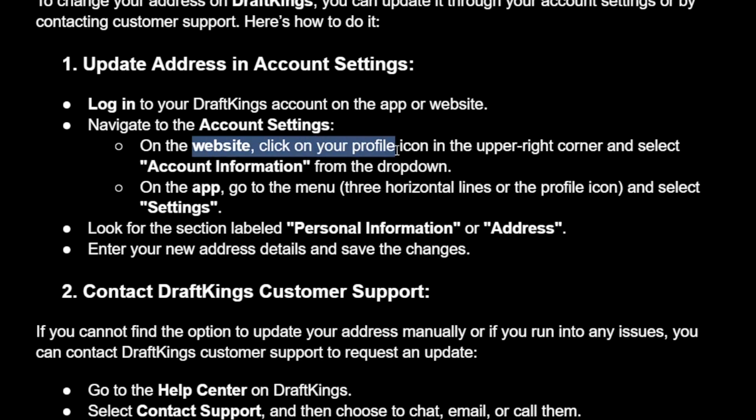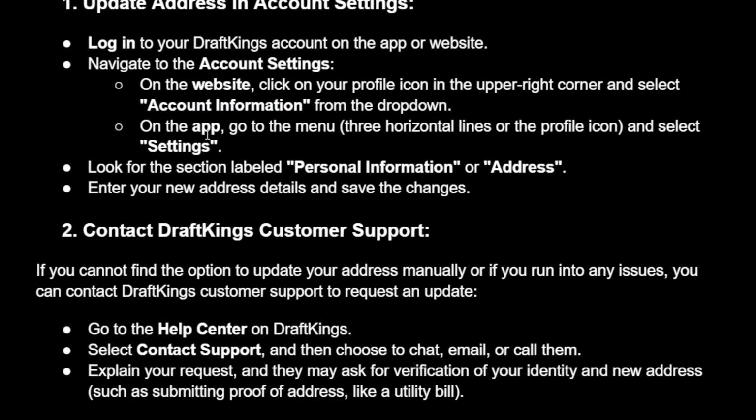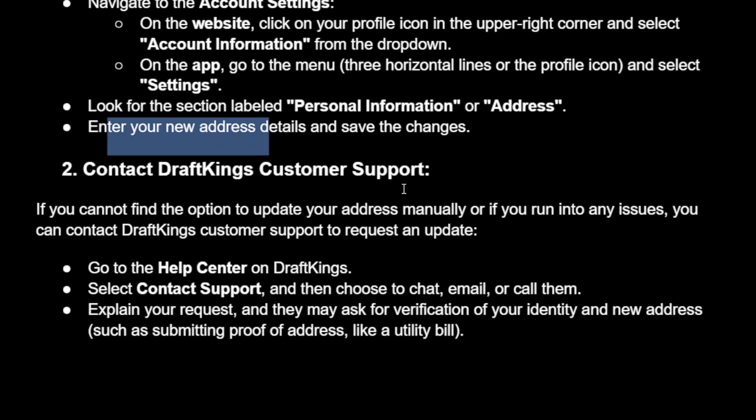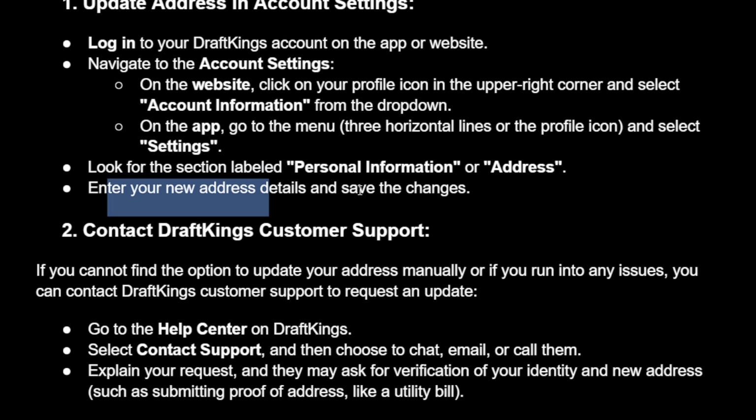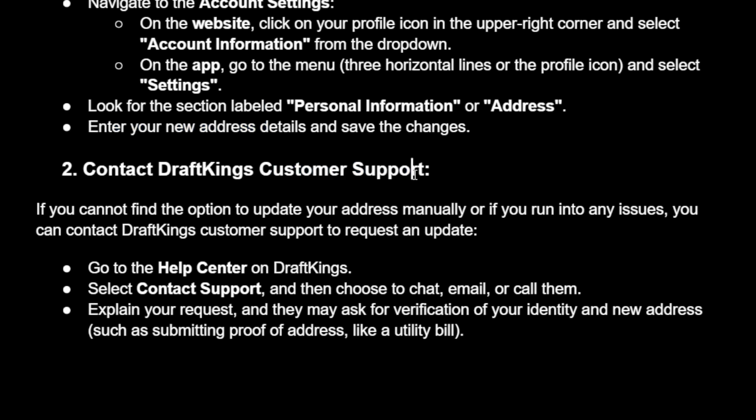On the website, you have to click on your profile icon, which should be in the upper right corner, and click on account information from the drop-down. If you're doing this on the app, you want to go to the menu, which has 3 horizontal lines, or your profile icon, and then you will click on settings. You should look for a section labeled personal information or address, and there you can enter your address details and save the changes.